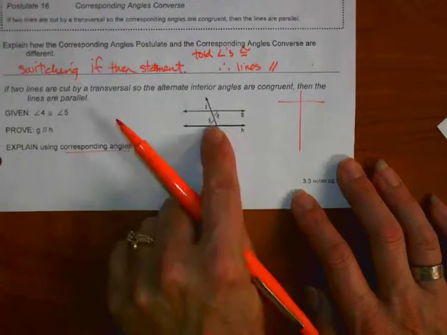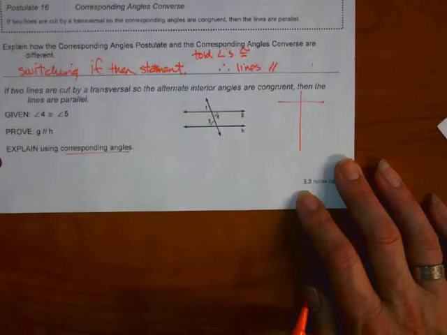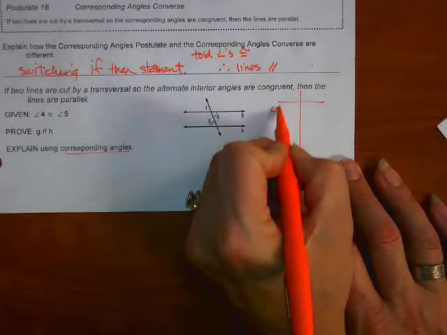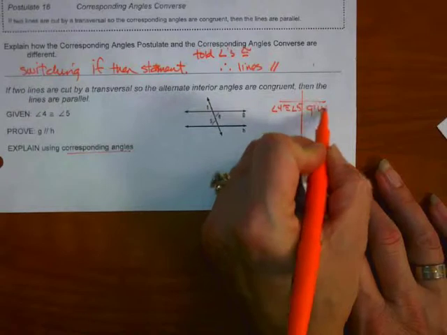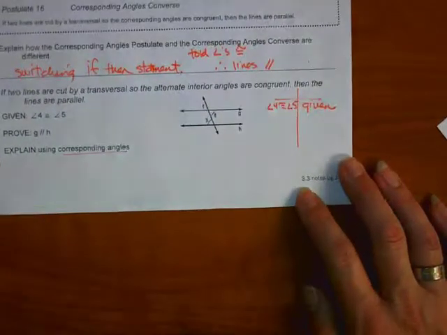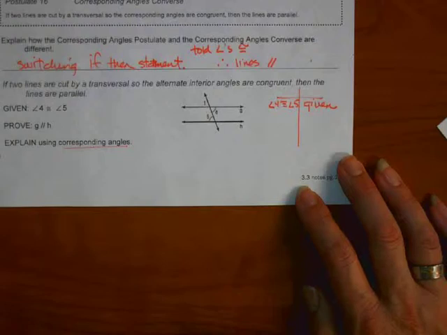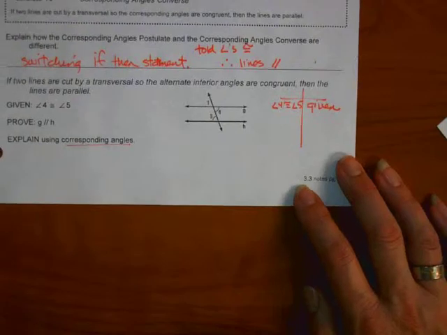So let's look at what were we given here? We were told what? Angle 4 is congruent to angle 5. We were given that. So I'm just going to write that down. That's always the first thing you write, the given. Angle 4 is congruent to angle 5. Now let's look at that picture. What else can we say from those pictures? What else can we say here?